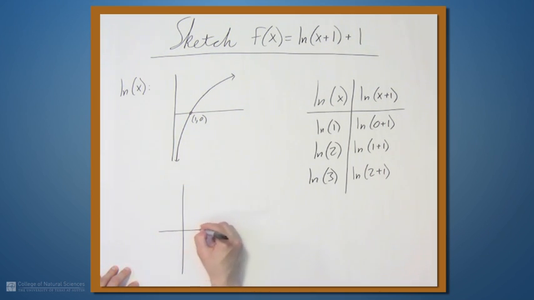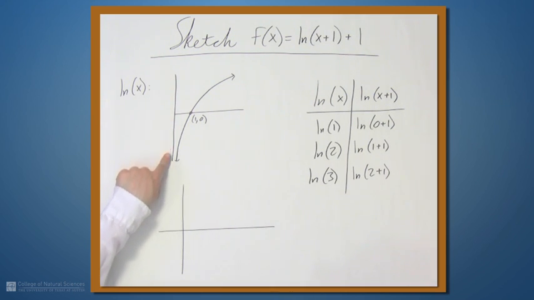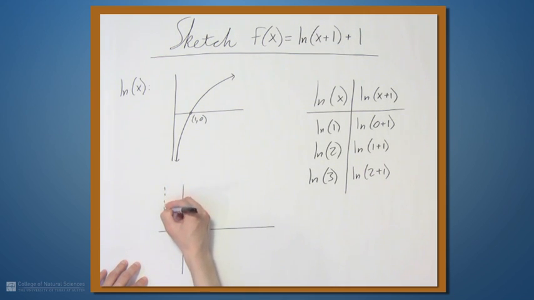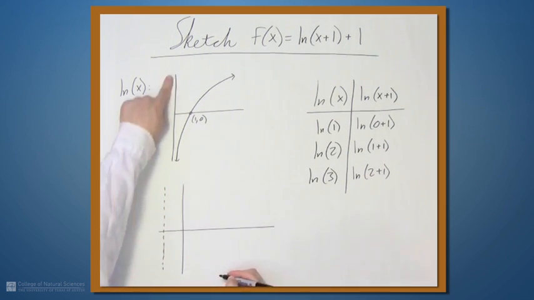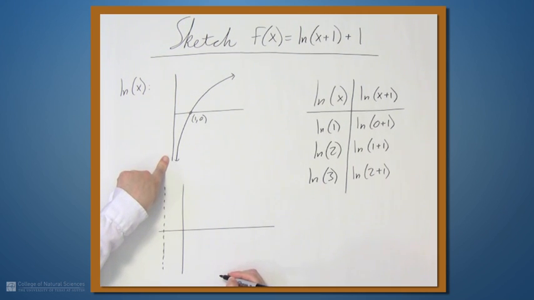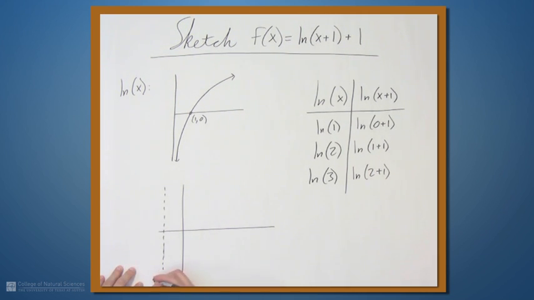So let's sketch this now. One thing that's easy to forget is the vertical asymptote. The vertical asymptote is also shifted. So now we have to draw explicitly this dotted line. This dotted line is x equals 0. Shifted over, it becomes x equals negative 1.